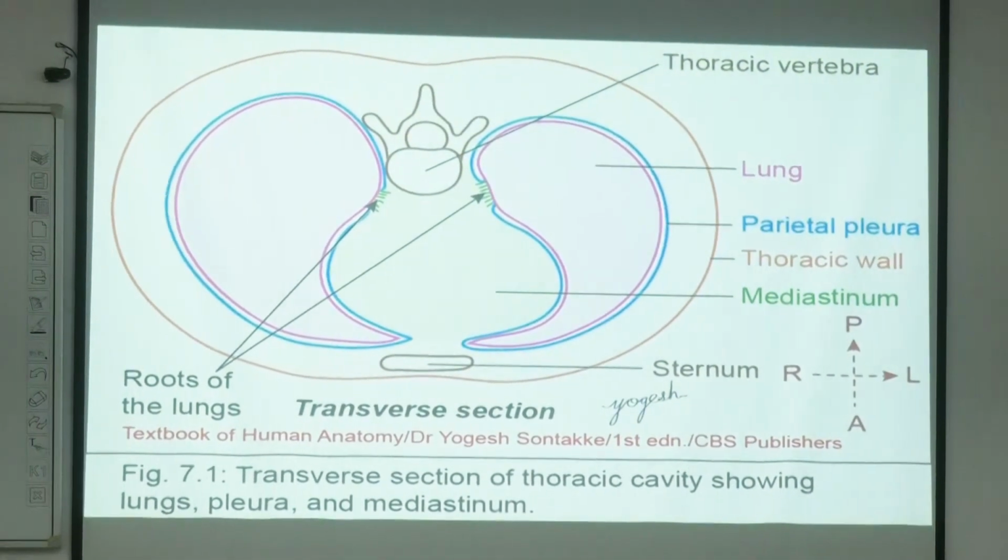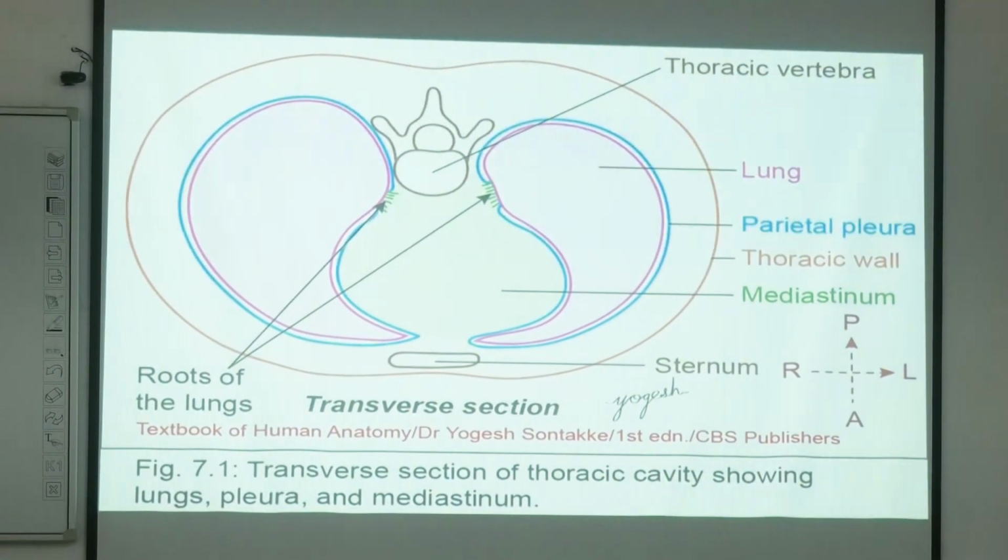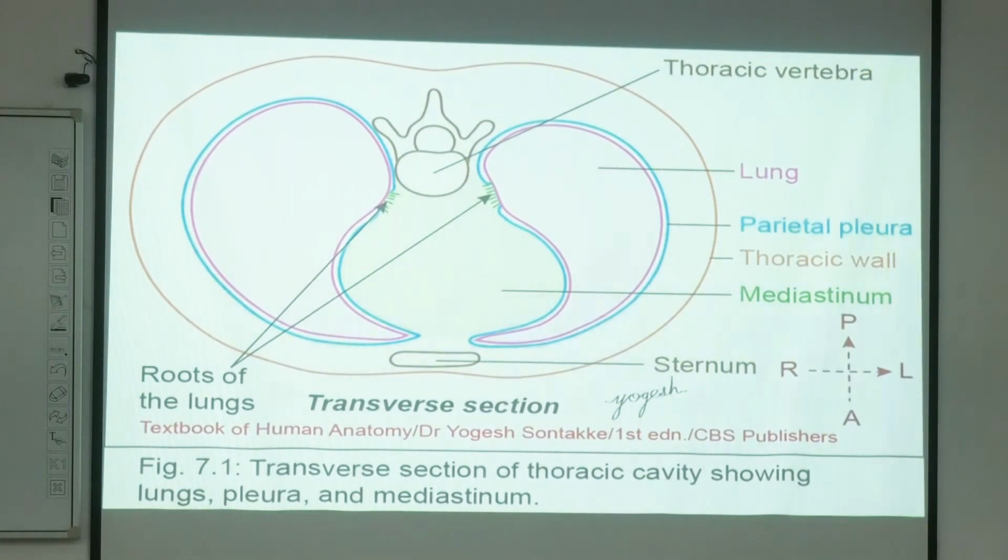Now here this blue one indicates the parietal pleura, and this pink one indicates the visceral pleura, and in between the two layers there is the pleural cavity. Okay. And these two layers are continuous around the root of lung, and in the middle there is the heart which is a part of the middle mediastinum.